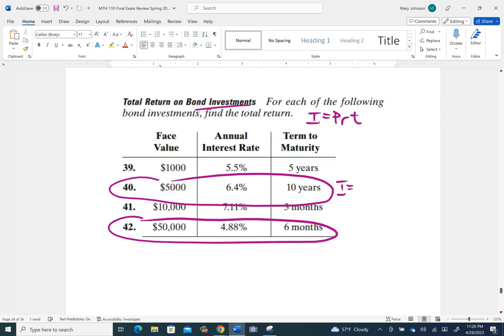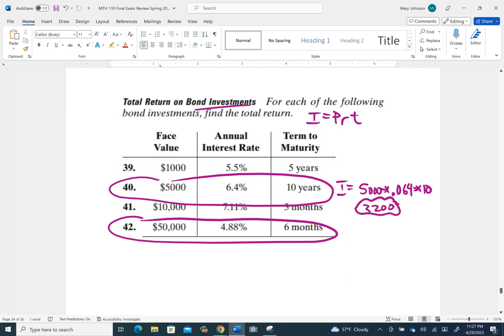So the interest, which is the total return, would be the 5,000 times 0.064 times 10, because it's an annual interest rate. I'm multiplying by 10 years. So 5,000 times 0.064 times 10. And that turns out to be, seems high. I'm going to do it one more time. 5,000 times 0.064 times 10 years. I got $3,200 was my total return. Okay, so that's how much interest I earned on that.